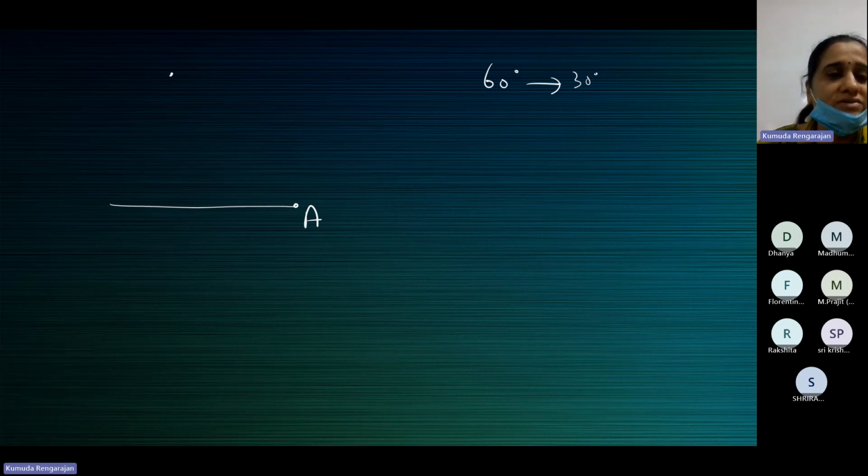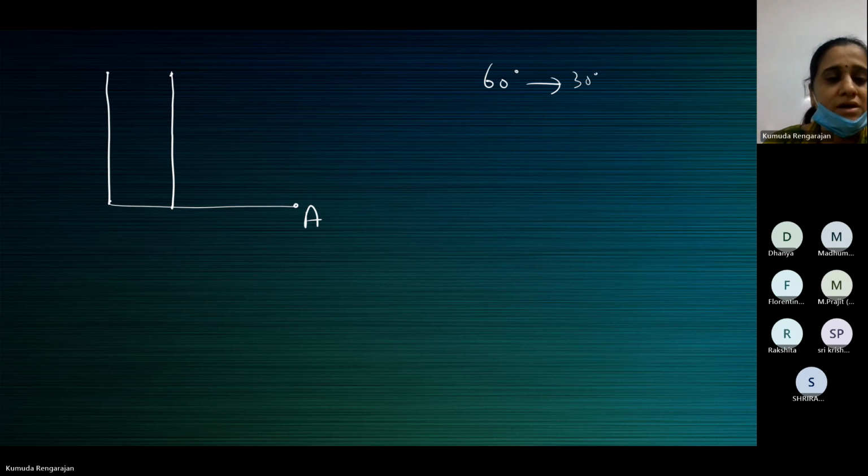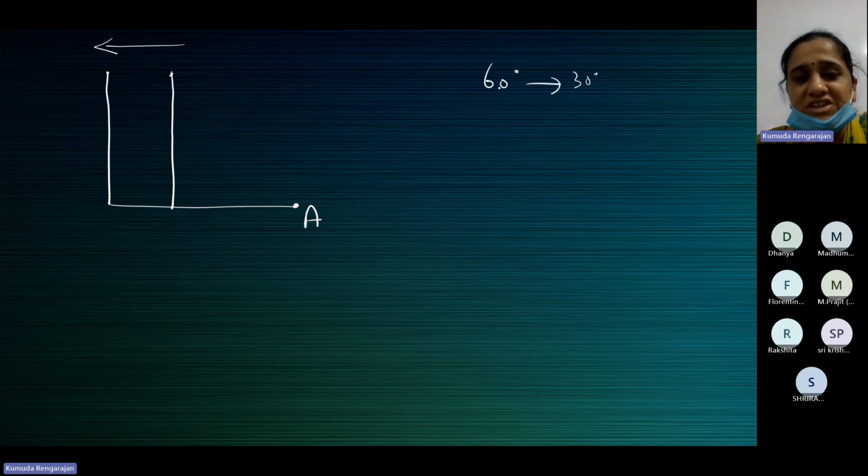So maybe it was here first, then this is the height from the ground, then it moves to this point. So this is the height from the ground. The point is the same. From the same point, the flight is observed. The flight is going away from point A in this direction. First, the elevation was 60 degrees.